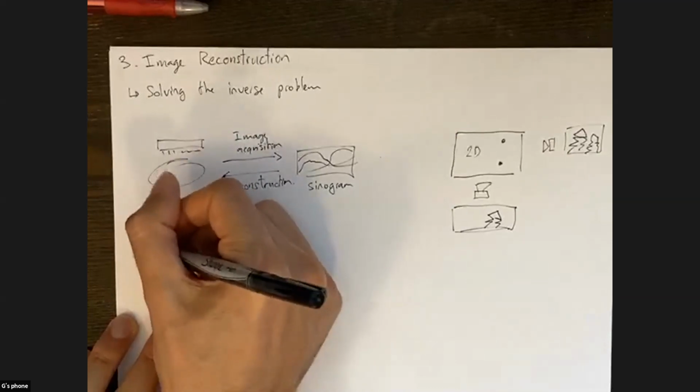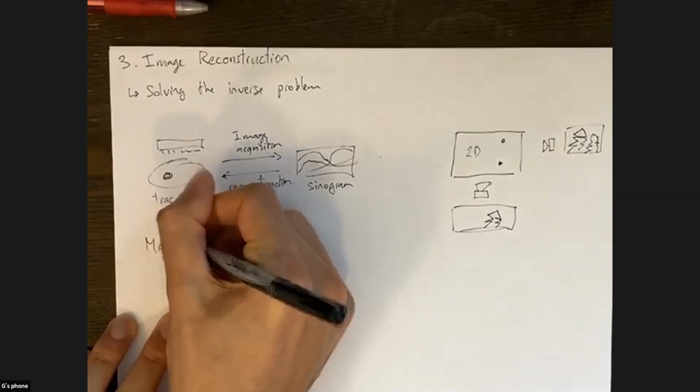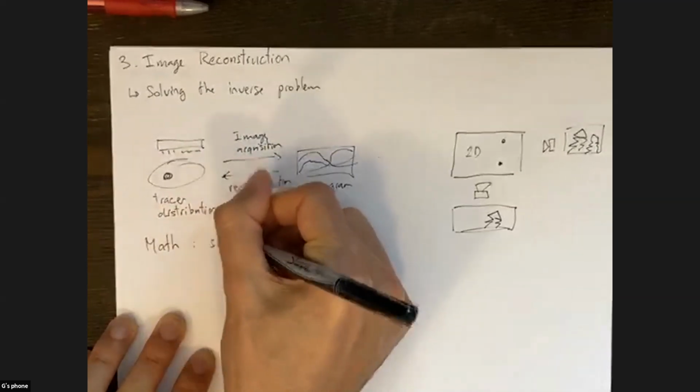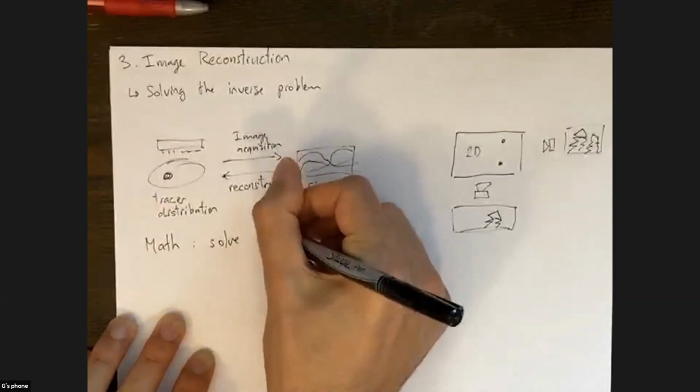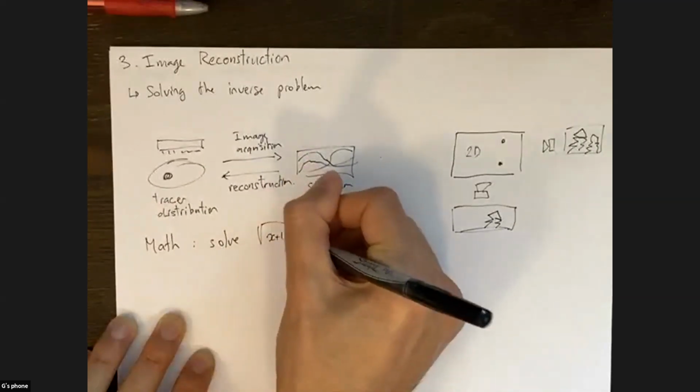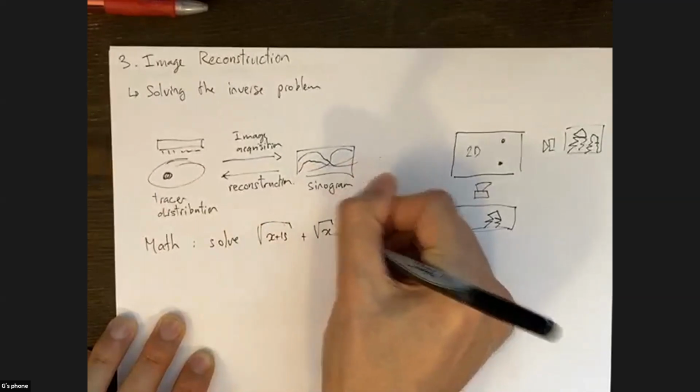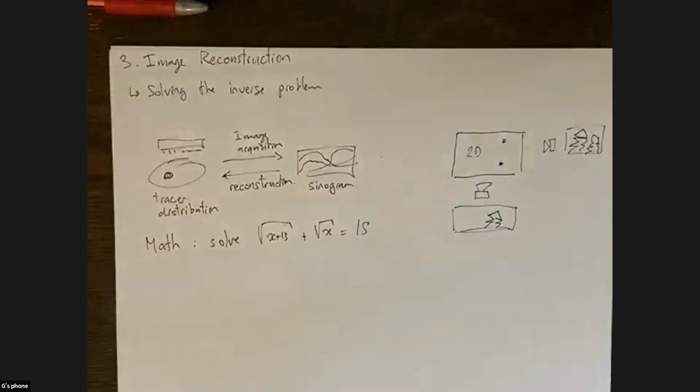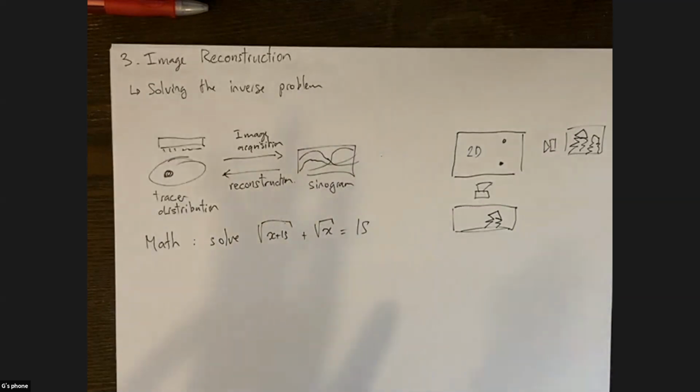So if I give you a math problem, which is solve this equation, right? So square root of x plus 15 plus square root of x equals 15. How would you solve that problem, right? Does somebody want to try? You don't have to solve it, but maybe tell me which step you would take to solve this problem.